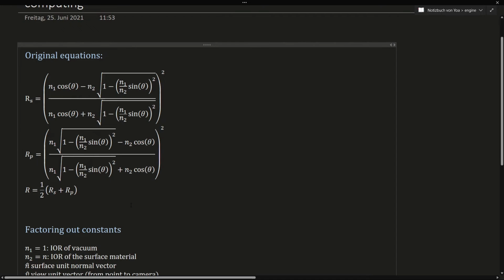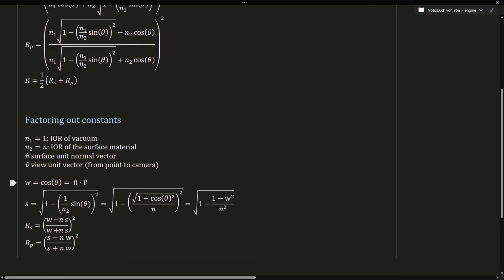The first thing we are going to try is to factor out terms that are constant throughout these terms in general. The first thing that we see is cosine theta, which is just the dot product of N and V. We are going to call this w. Then we have s, which is short for the square root part, which simplifies quite a bit by replacing the n1 from here with 1 from the IOR of vacuum, but that still is quite a heavy term.